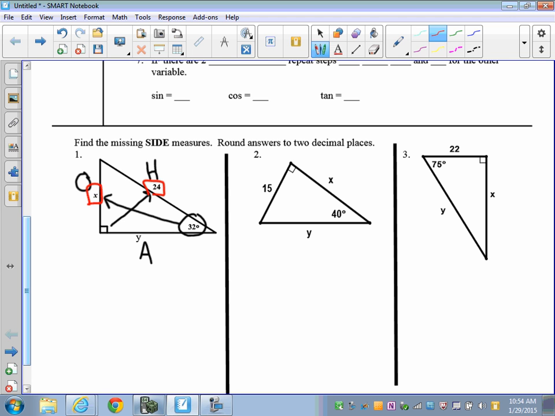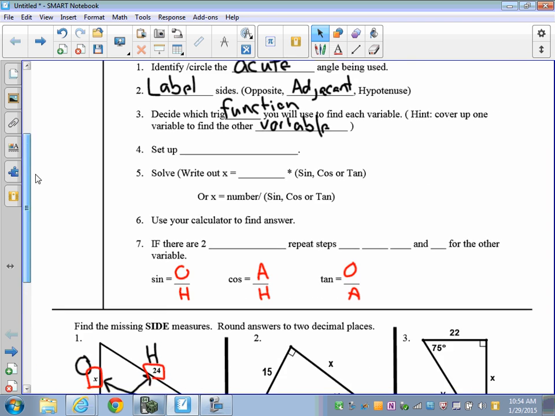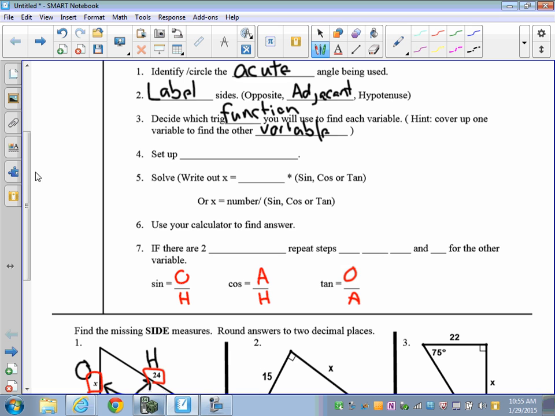So that means whenever I look at SOHCAHTOA, let me fill in this part up here for number 7. The one that has O and H is sine. So the sine of the angle, 32 degrees, is going to be equal to opposite over hypotenuse, which is x over 24. So I set up the equation. That was step number 4, so I'm getting a little ahead of myself.